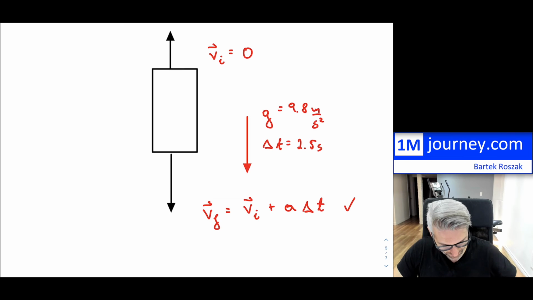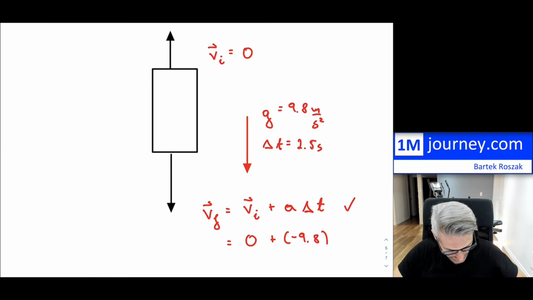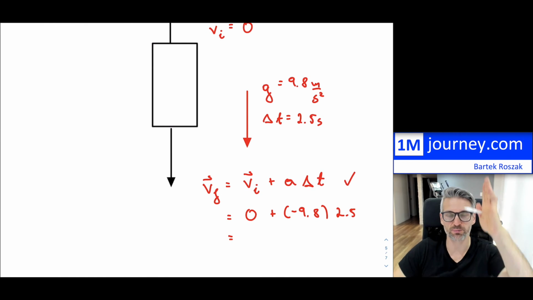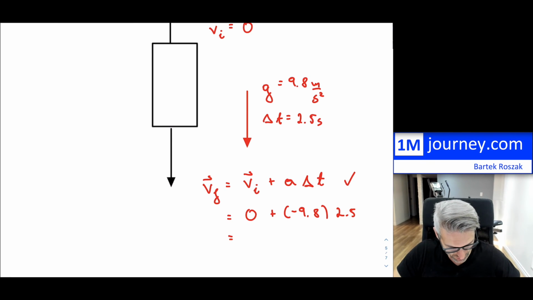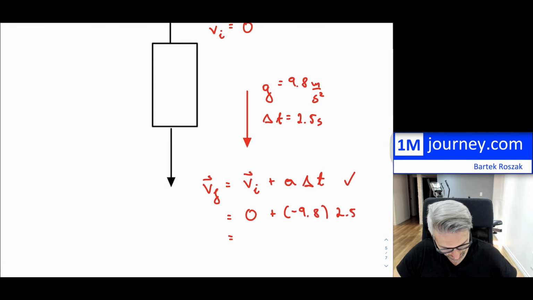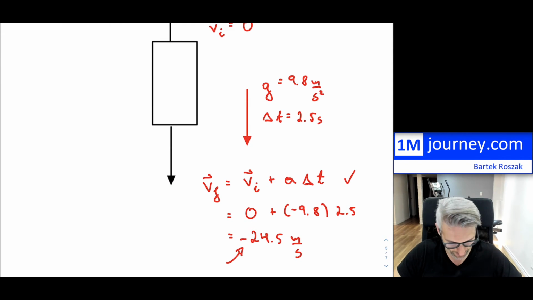So this is what we would have. And now if you're substituting all of this in, V initial is just 0. Now notice, if we assume down is negative, so it's going to be plus negative 9.8, and this is going to be 2.5. This just tells us that the speed is not really negative. It just means that it's going down because I chose up to be positive. So that means 9.8 times 2.5, and that's 24.5 meters per second. This just means that it's down.